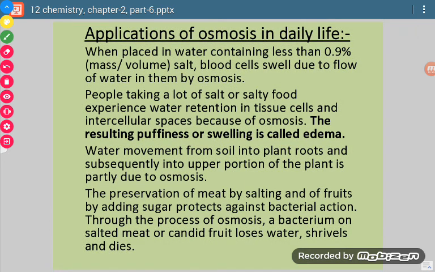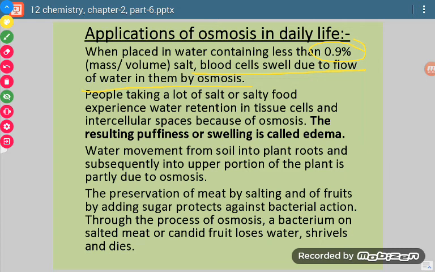Now where can we see the effect of osmosis in our daily life? First, when placed in water containing less than 0.9% salt, blood cells swell due to flow of water into them by osmosis. So blood cells swell if we place them in such a saline solution where the mass volume percentage is less than 0.9%. This happens because of osmosis.